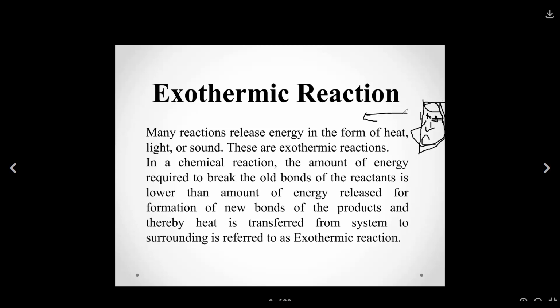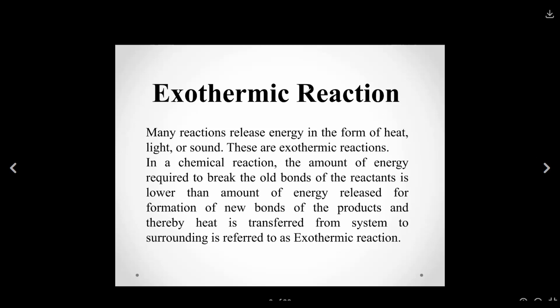So we need to understand that if the reaction between A and B produces C and D, and at the end of this reaction heat is released from this system to the surroundings, the reaction is said to be an exothermic reaction. And why do we have this release of energy from the system to the surrounding? It is because the energy that is required to break down the bond in the whole bond of the reactant is less than the energy that is produced after the formation of a new bond.